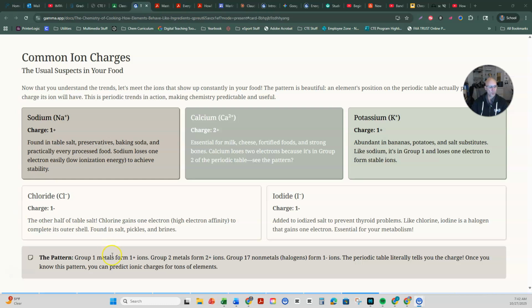So the pattern: group 1 metals form 1+ ions, group 2 metals form 2+ ions, group 17 nonmetals, the halogens, form 1- ions, and the periodic table literally tells you the charge. So once you know this pattern, you can predict ionic charges for tons of elements.